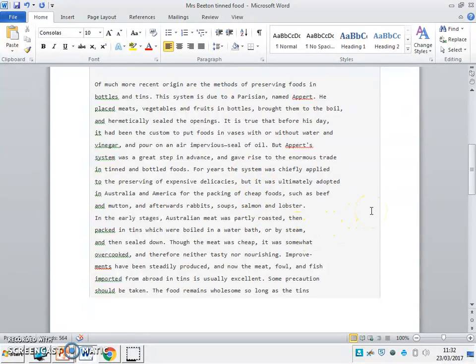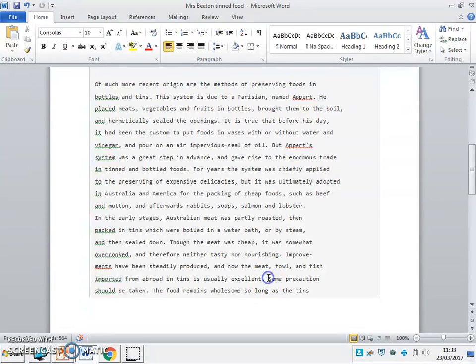In the early stages, Australian meat was partly roasted, then packed in tins, which were boiled in a water bath or by steam and then sealed down. Though the meat was cheap, it was somewhat overcooked, and therefore neither tasty nor nourishing. Improvements have been steadily produced, and now the meat, fowl and fish imported abroad in tins is usually excellent.